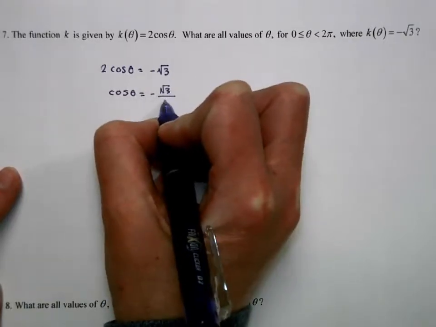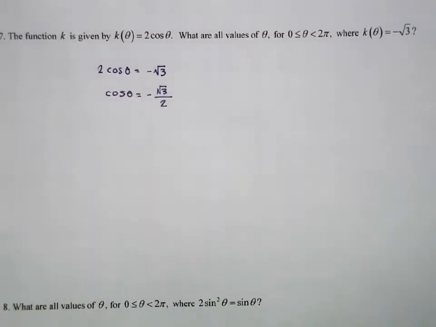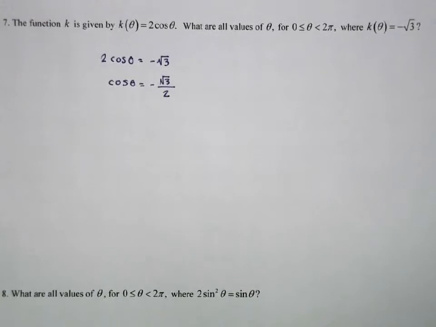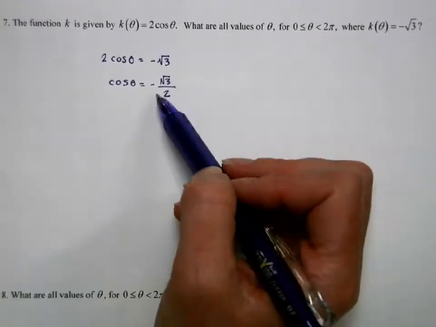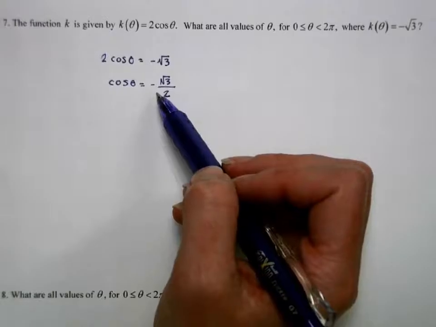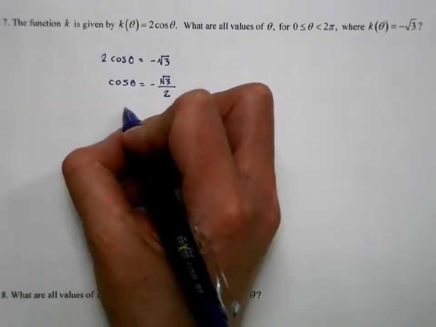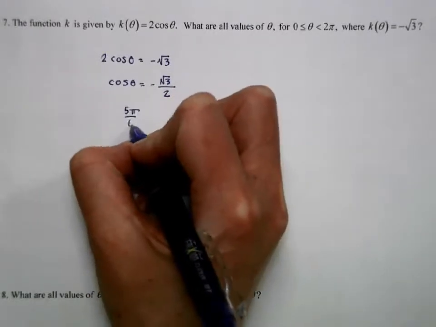Okay, for this we're just looking for the values between 0 and 2 pi. So I'm looking for where my x value is negative root 3 over 2. That's going to occur at 5 pi over 6 and at 7 pi over 6.